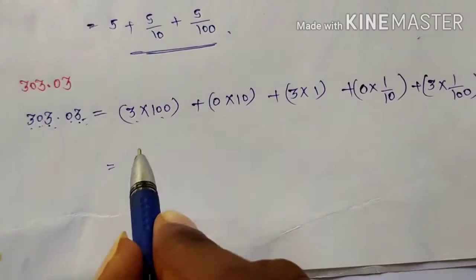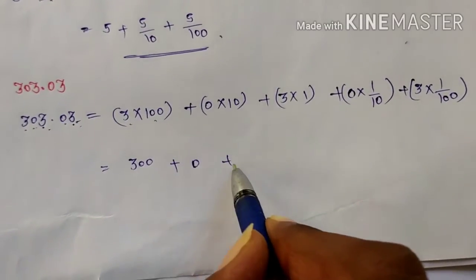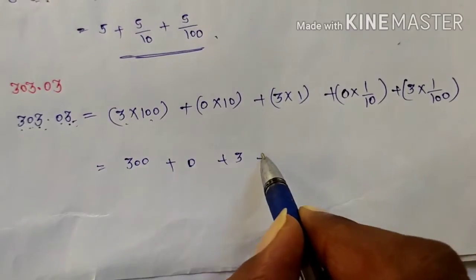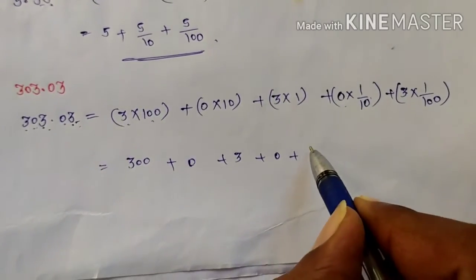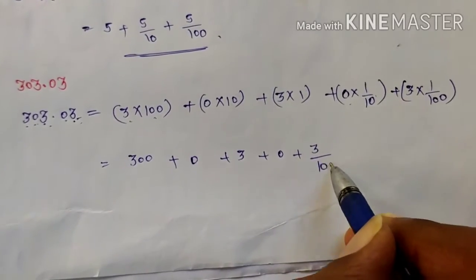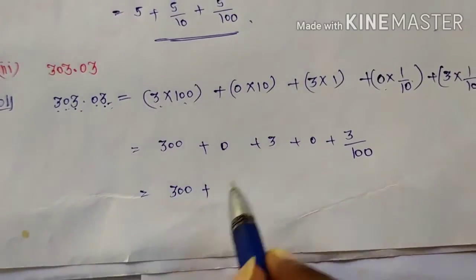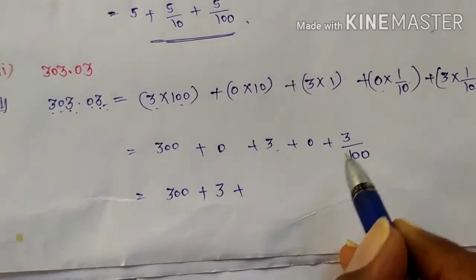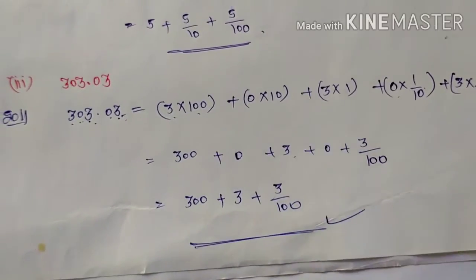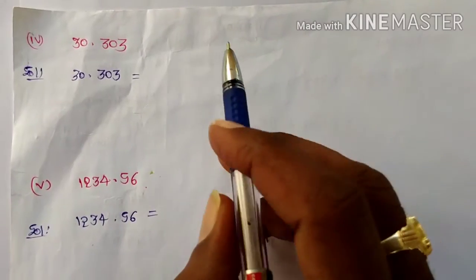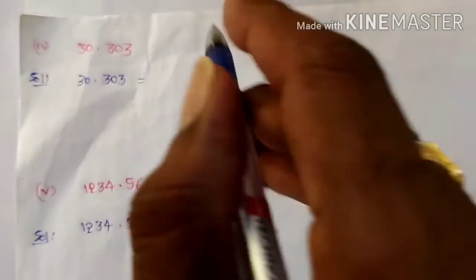Now you can see here 3 into 100, 300. Yes or no? 300 plus 0 into 10, 0 only, plus 3 into 1, 3 only, plus 0 into 1 by 10, that means 0 only, plus 3 into 1 by 100, 3 by 100 only. Now you can write here 300 plus 3 plus 3 by 100. This is your solution.